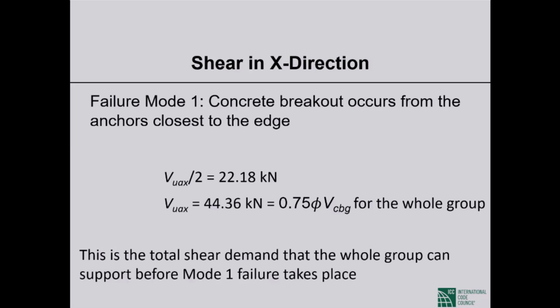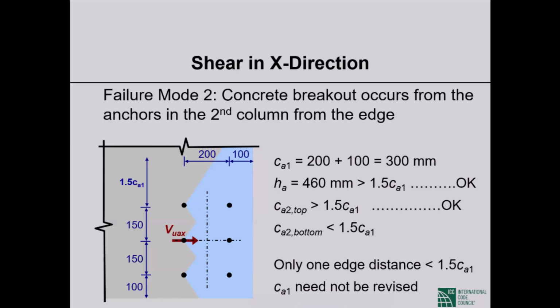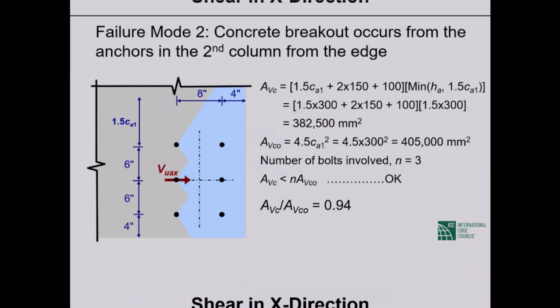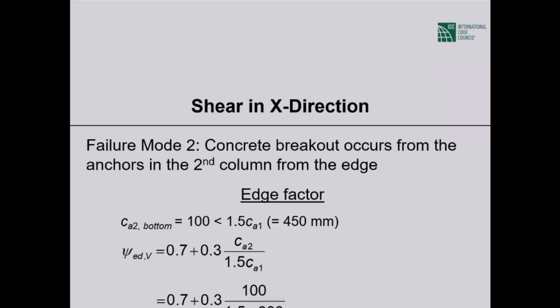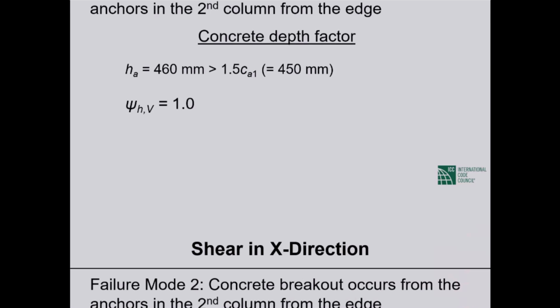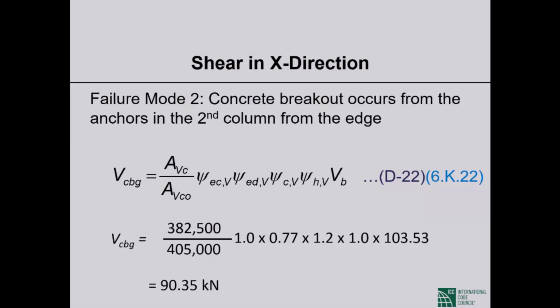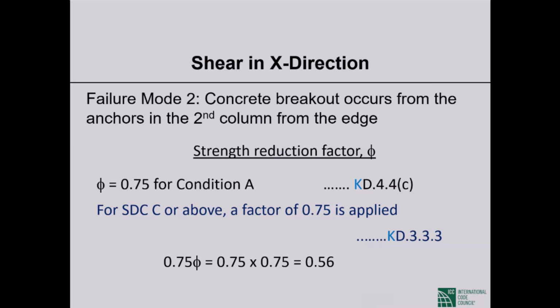For the back, the left three breaking out under the total shear applied to the group, the strength comes to 90.35 nominal value reduced by 0.56, it comes to 50.6 kilonewtons.